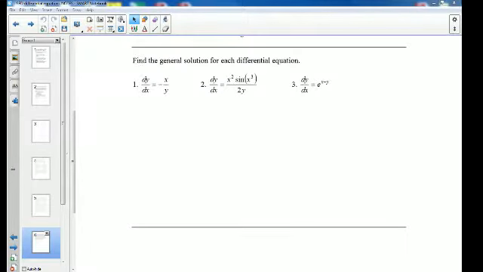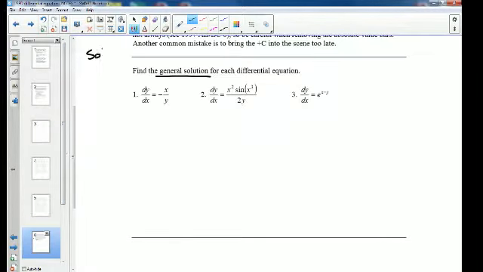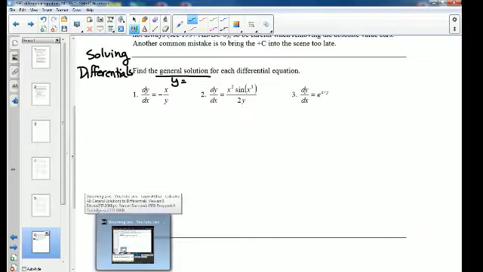One of the big things that we need to figure out is what we would call the general solution. All right, so we are solving differentials. What we'll want to do is find the general solution. Okay? So basically what we're saying is you're given a derivative, calculate the original function. Okay?